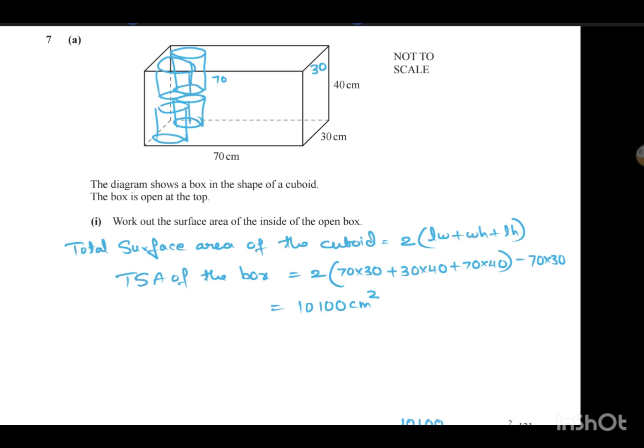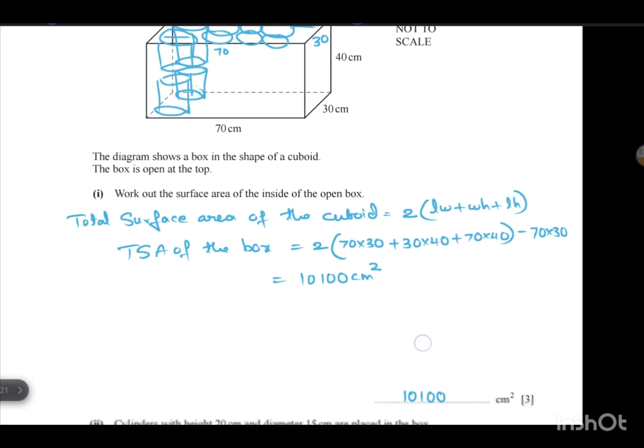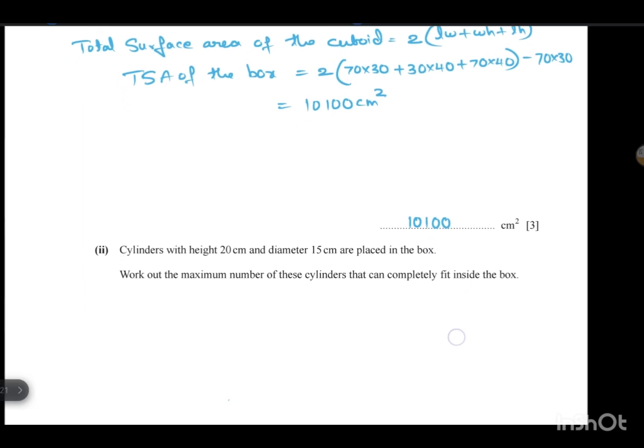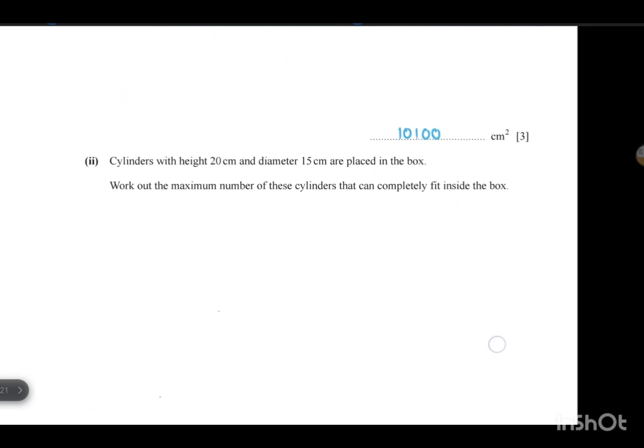Now the diameter is 15, 15. If you take 1, 2, 3, 4, this becomes 60 and 10 centimeters will be left because the total is 70. So you can accommodate 1, 2, 3, 4 lengthwise. So 4 times 4 will be 16 cylinders. So 16 cylinders can completely fit inside this box.